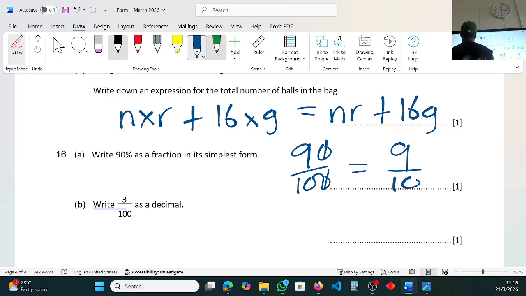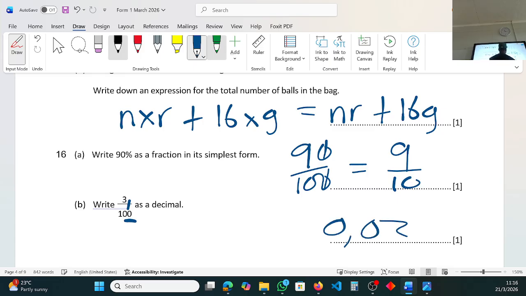Then next problem B, we are required to write 3 over 100 as a decimal. So as a decimal, like we did before, when we are dividing by a multiple of 10, we just look at the number of zeros. Here there are 2. So it means initially our comma is in front of 3. So it will move 2 units to the left because you're dividing. So if it moves 2 units to the left, it ends up giving us 0.03. That's as a decimal.